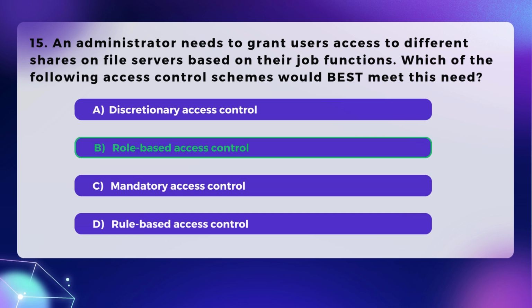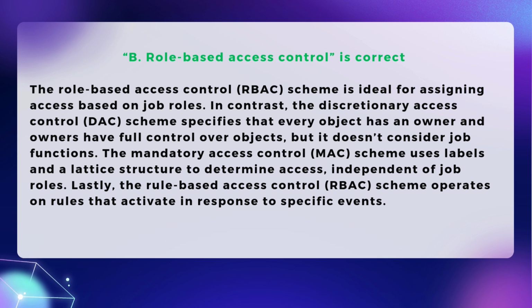The correct answer is B. The role-based access control, RBAC, scheme is ideal for assigning access based on job roles. In contrast, the discretionary access control, DAC, scheme specifies that every object has an owner and owners have full control over objects, but it doesn't consider job functions. The mandatory access control, MAC, scheme uses labels and a lattice structure to determine access, independent of job roles. Lastly, the rule-based access control, RBAC, scheme operates on rules that activate in response to specific events.